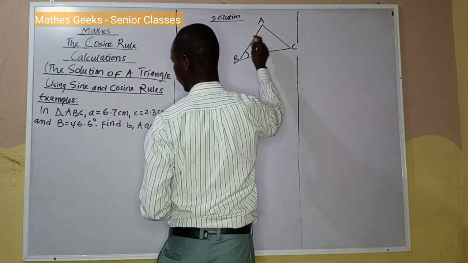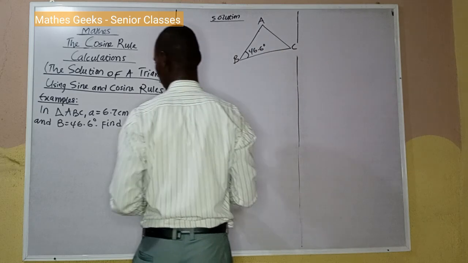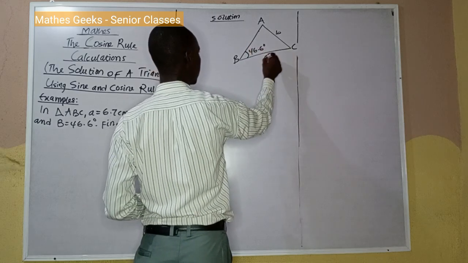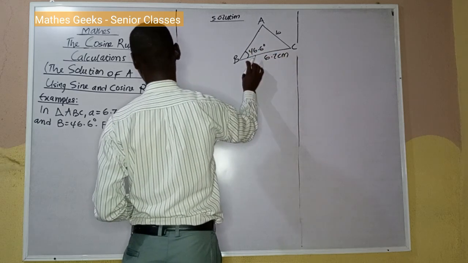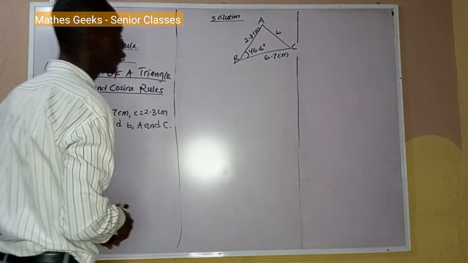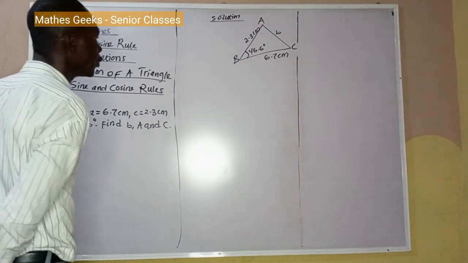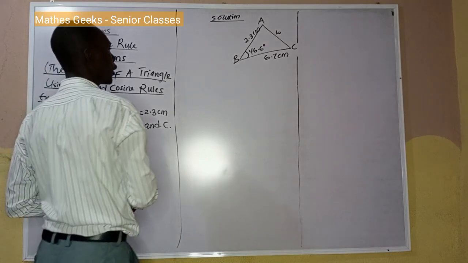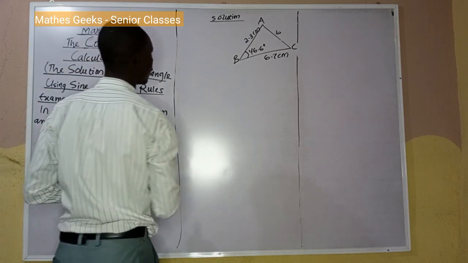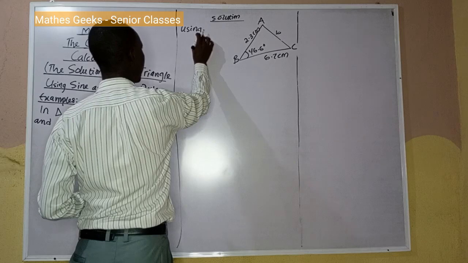So B is 46.6 degrees, and I'm going to look for b. a is 6.7 centimeters, c is 2.3 centimeters. So what do you notice? If you have been following, you would know that this is a condition for using the cosine rule, and that means we're going to look for this side. Find b, using the cosine rule first, since that's the only way we can begin.